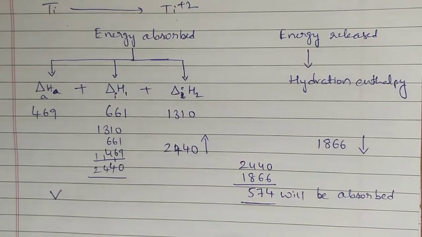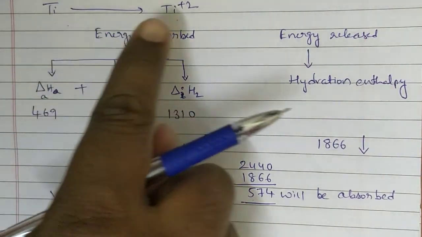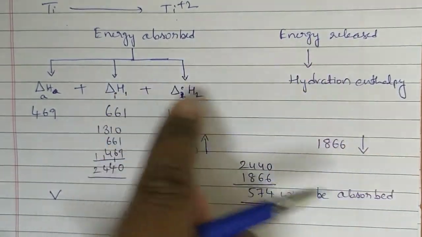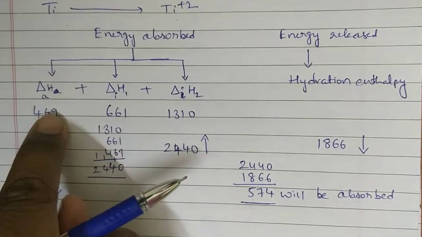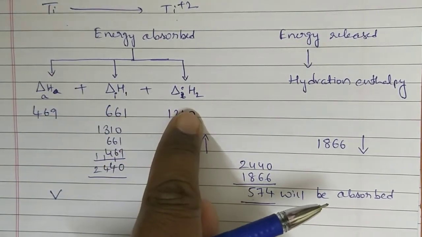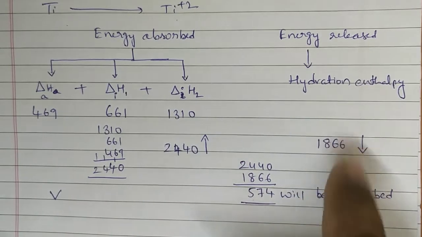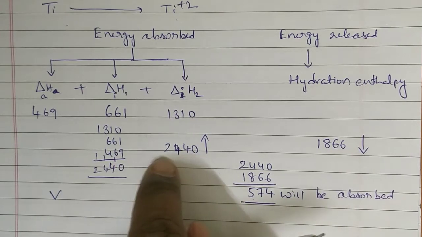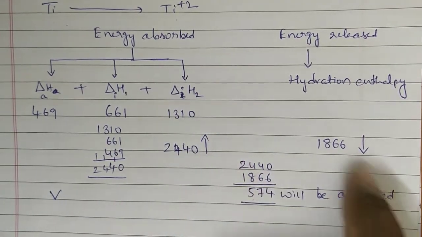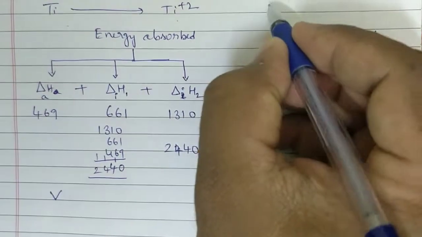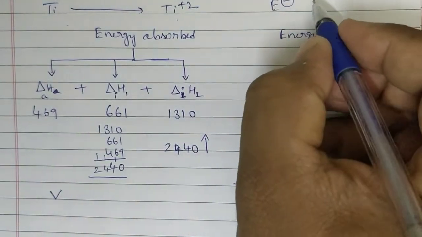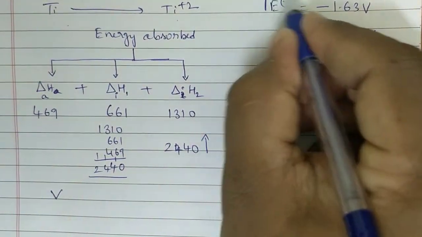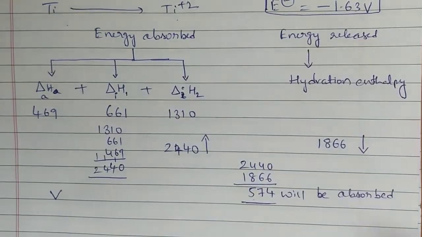I hope you are understanding. When titanium is going to be converted to Ti plus 2, two energies are involved, energy absorbed and energy released. Energy absorbed: enthalpy of atomization, first ionization enthalpy, second ionization enthalpy. Energy released: hydration enthalpy, whose value is 1866. So the net amount of energy is 574. The E0 value of titanium is minus 1.63 volts. Keep it in mind.